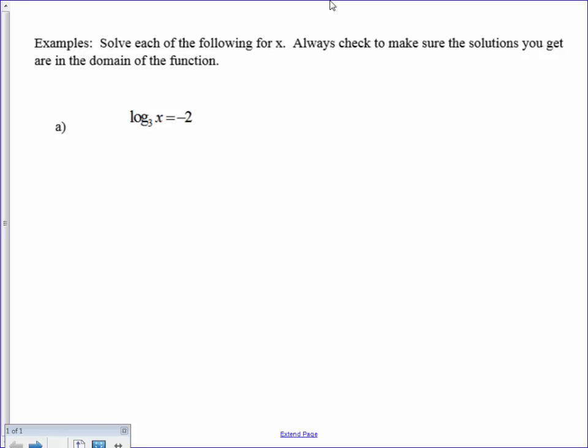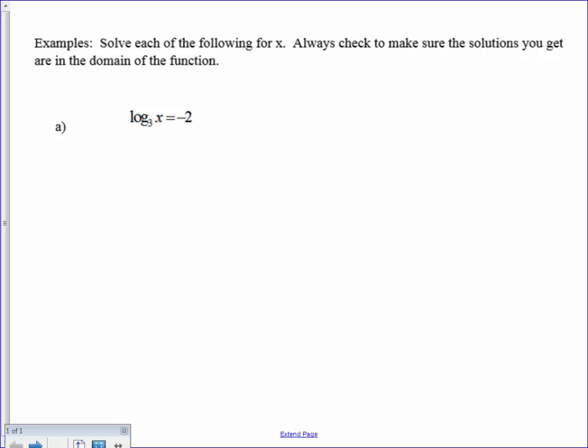In this example, we have been asked to solve a logarithmic equation. Notice it's definitely a logarithmic equation because we have a log base 3 function and we have an unknown variable x as the argument.